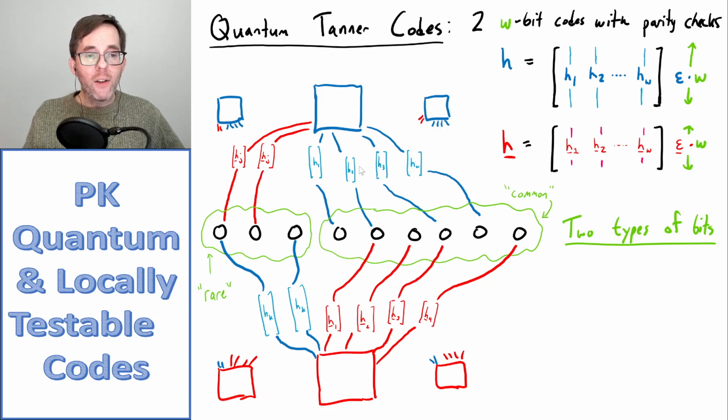And a blue check will also have exactly W checks into the common bits. And its W checks into the common bits will always be labeled blue H1, blue H2, up through blue HW. These blue squares will always have W plus 2 checks: these W ones into the common bits, which are labeled H1 through HW, and the 2 checks into the rare bits, which are labeled by H underline J for some particular J associated with this blue check. Okay. And it's all just the reverse for the red checks, you can see here.